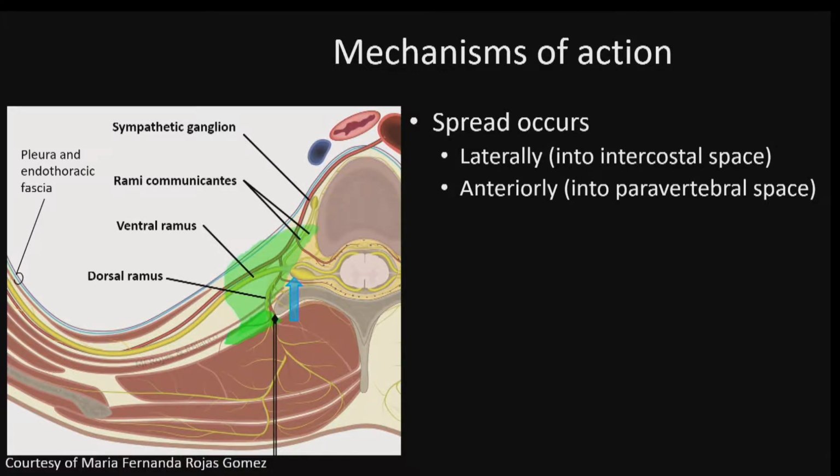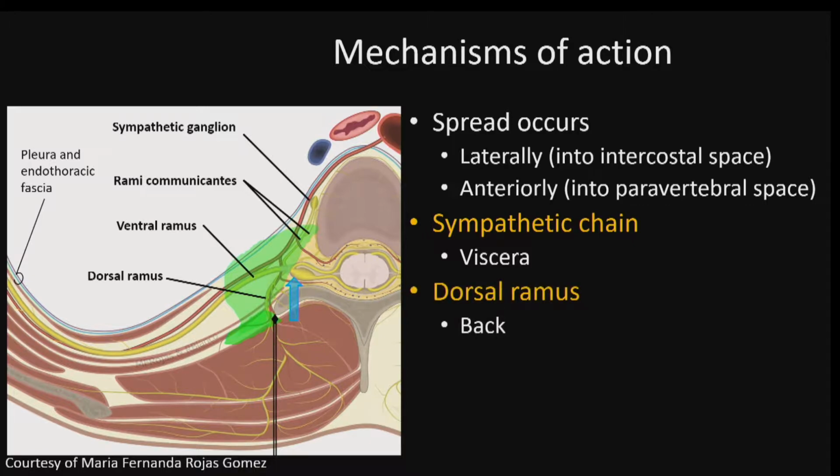So I think based on what we know now, we can fairly confidently say that there is a good anatomical basis for the mechanism of action of the ESP block being spread of local anesthetic laterally into the intercostal spaces, but also anteriorly into the paravertebral space and spilling even into the epidural space. Because of that anterior spread, there is the potential for it to reach the sympathetic chain and thus provide not only somatic analgesia, but also visceral analgesia.